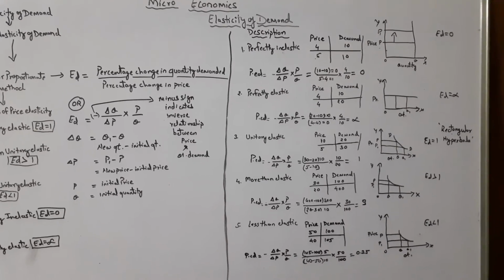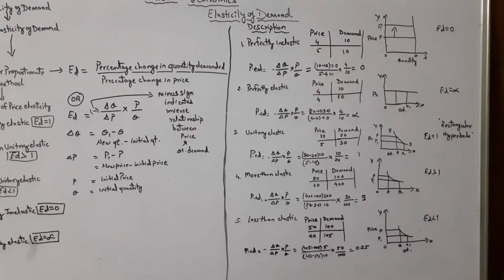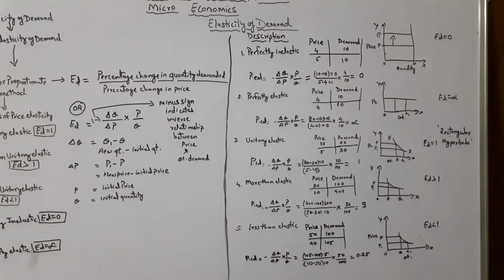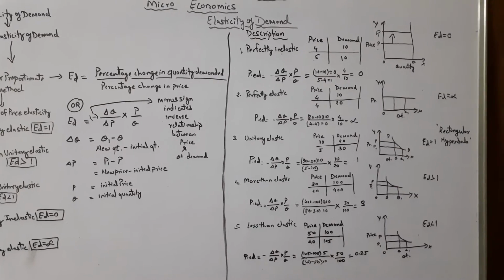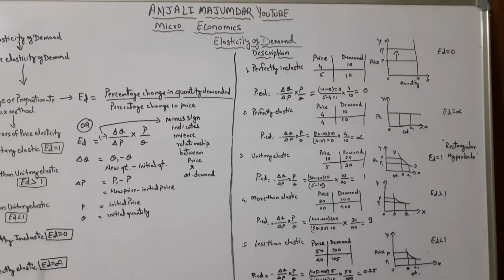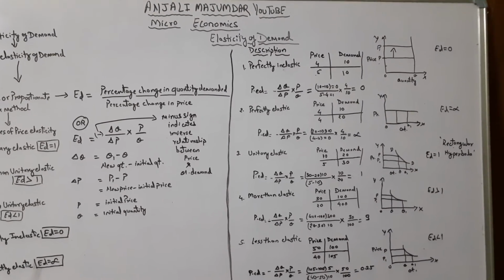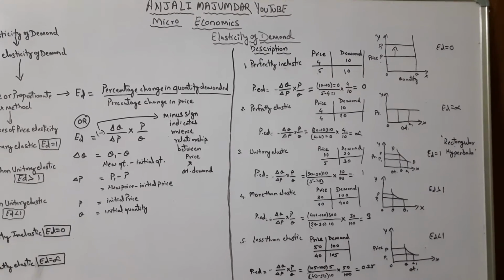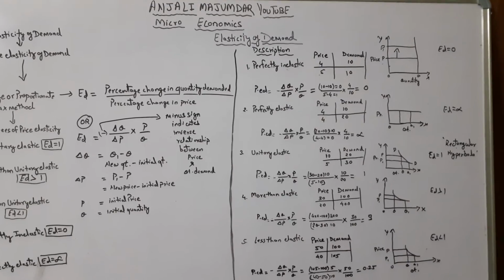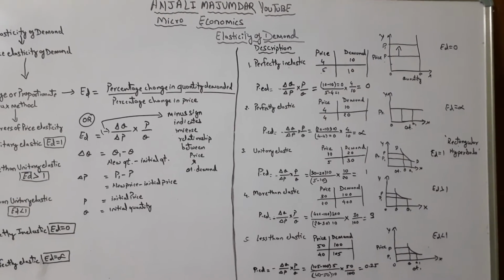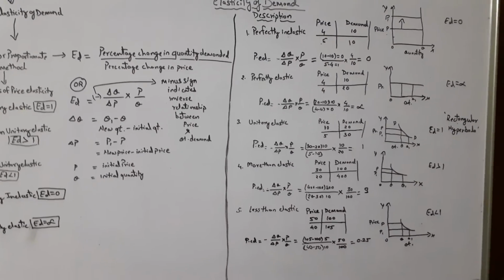Now if you see this diagram, the x-axis shows the quantity and the y-axis shows the price. Here the price decreases by a small percentage, but the small percentage change in price leads to a greater percentage change in quantity. The percentage change in price is smaller than the percentage change in quantity. Then the less than elastic.